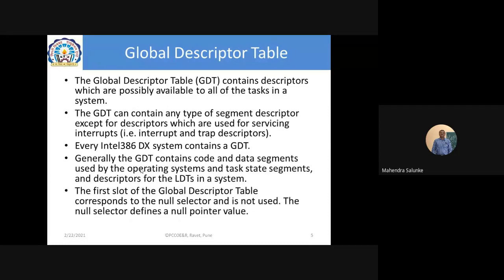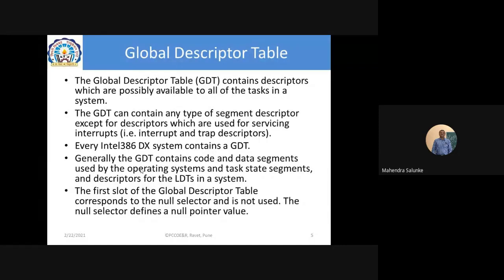Global descriptor table. Now, what is the global descriptor table? The name itself indicates that it is a global table. So for all tasks, this table will be accessible. The global table contains descriptors which are possibly available for all of the tasks in the system. So there will not be any restriction. Every task will be able to access this global descriptor table.